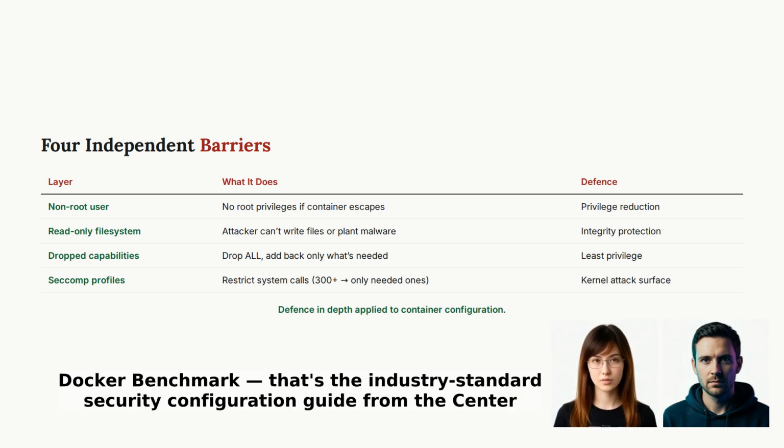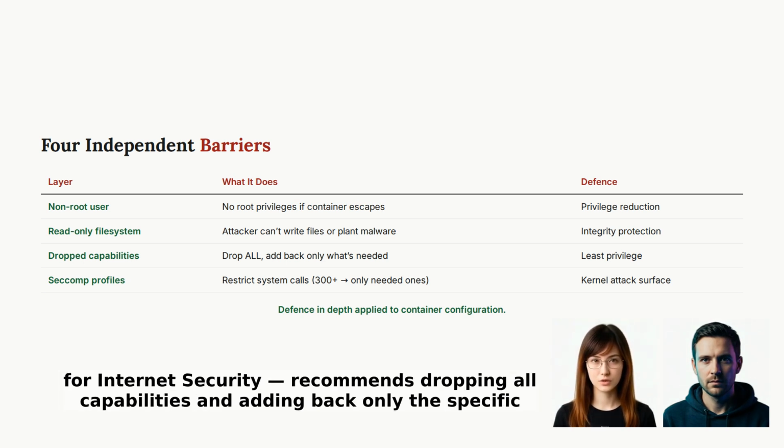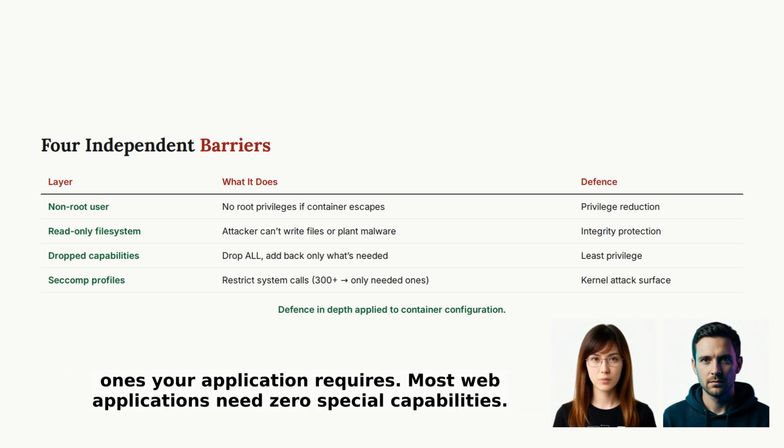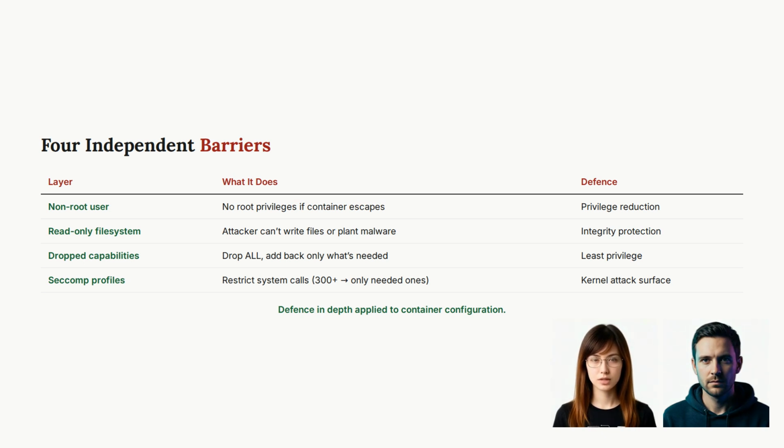The CIS Docker benchmark, that's the industry standard security configuration guide from the Center for Internet Security, recommends dropping all capabilities and adding back only the specific ones your application requires. Most web applications need 0 special capabilities.